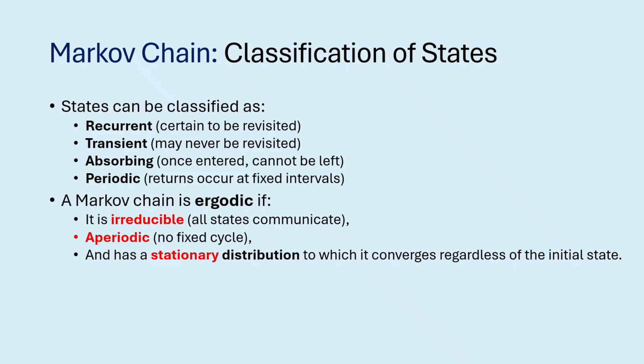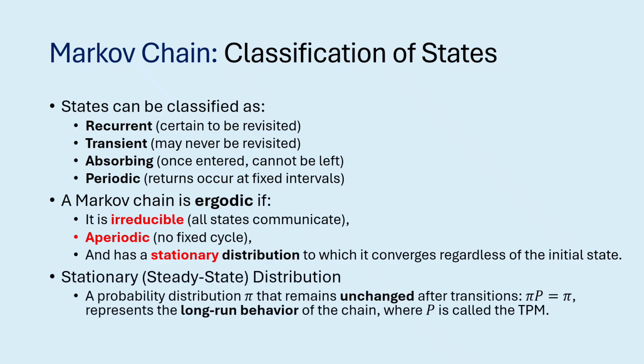And aperiodicity we have already spelled out, and it has a stationary distribution to which it converges regardless of the initial state. Okay, so finally it goes to a constant probability. That's why it's called stationary.